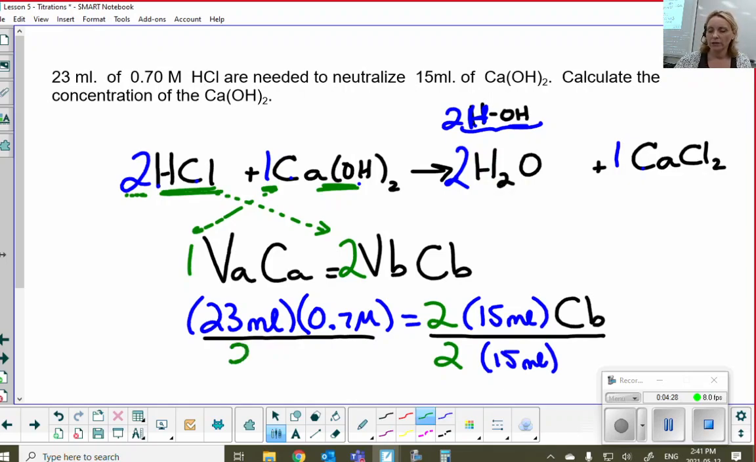And what I do to the left, I do to the right. So then I have to divide the other side by both 2 and 15, so that keeps things equal. We can now see that the 2's cancel. The 15 mLs both cancel. And on the left side of the equation, just the symbol milliliters will cancel.